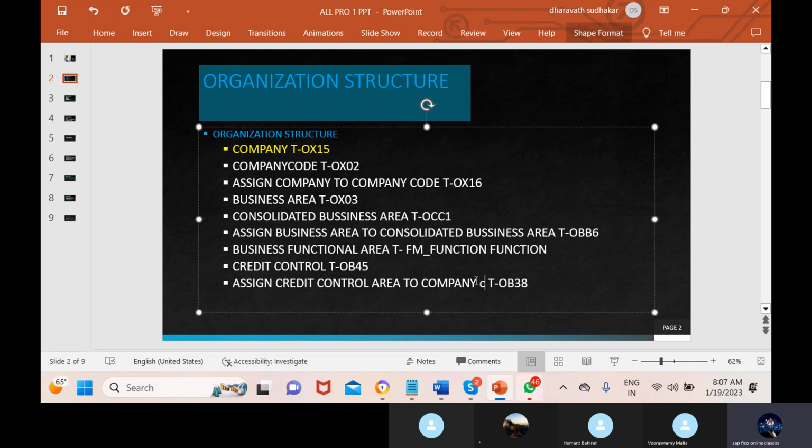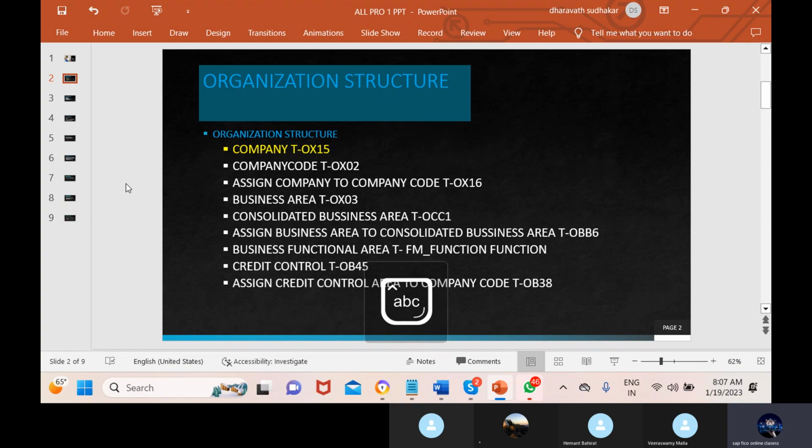Guys, this single credit control area can be defined at company level as well as at company code level. It means in an organization we have some companies. Suppose under a company we may have 5 company codes. For these 5 company codes we can assign this single credit control area, or we can maintain a credit control area separately for each company code. Is it clear, guys, about the elements of the organization structure?